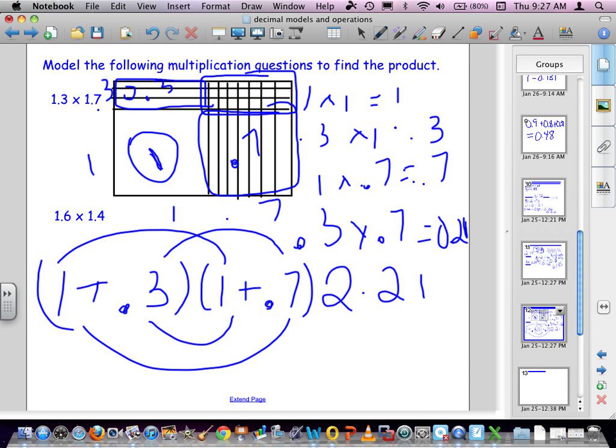So again, that kind of connecting that whole notion of taking a part of a part to multiplication when we're dealing with numbers less than 1, right? Between 0 and 1, we're really taking a piece of a piece.